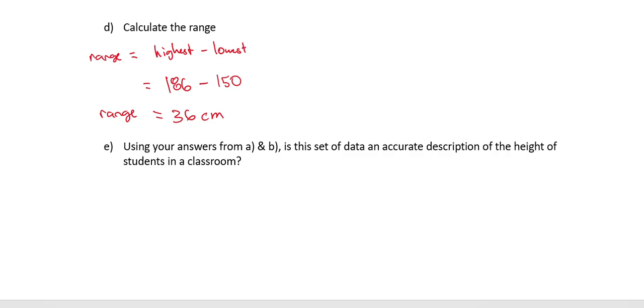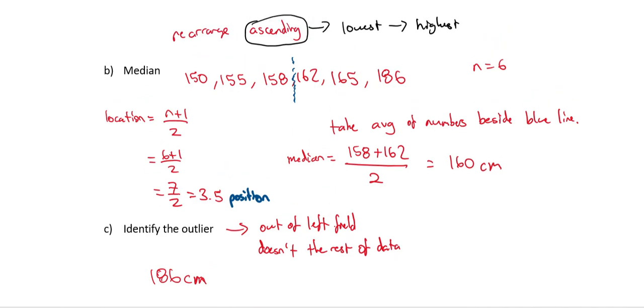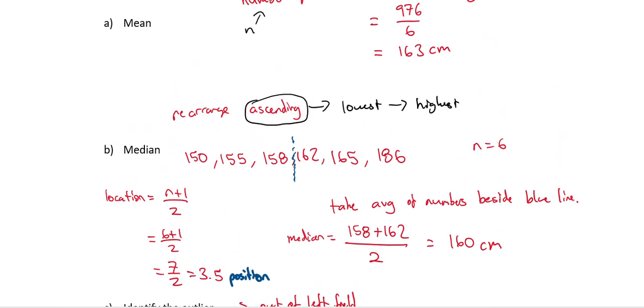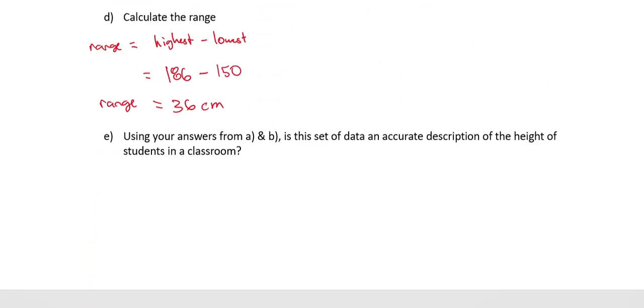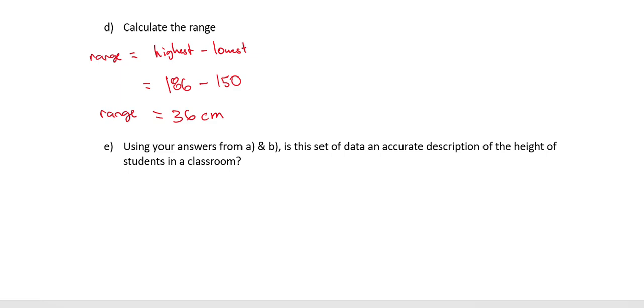But at the same time, you can argue yes, because if you have a look at part B and A, the mean and the median are relatively close to each other. So you have 163 centimeters and 160 centimeters. So you could also argue yes, like if we were basing it off of this classroom of 6, it makes sense. But if you are going to base it off a classroom full of 25 students instead, then no. Okay, so just use simple logic to answer it.